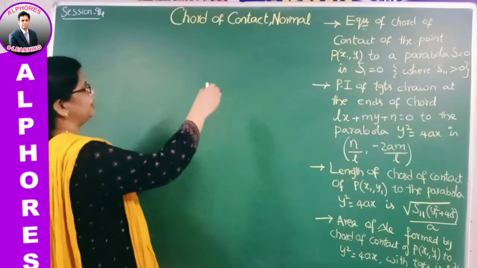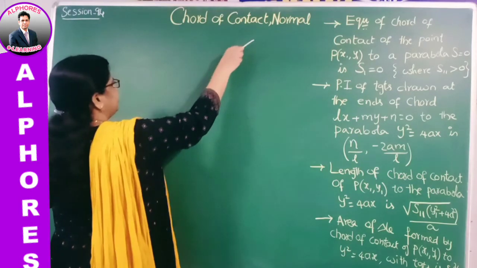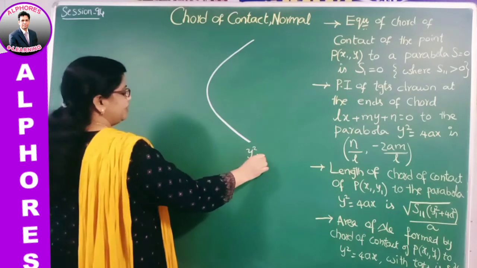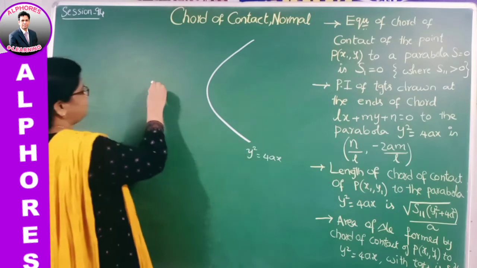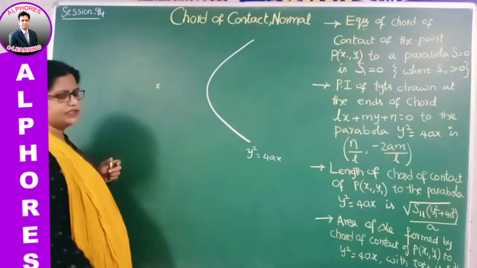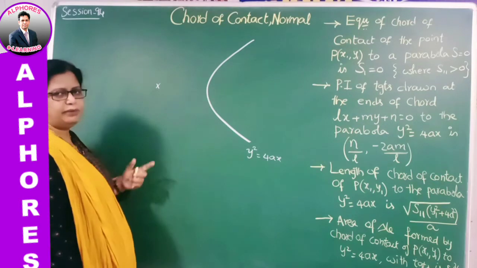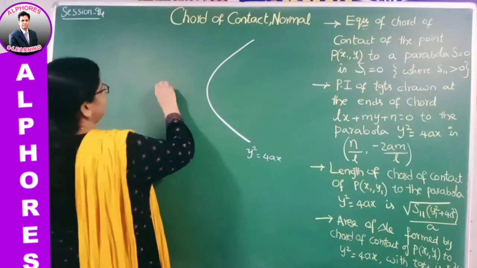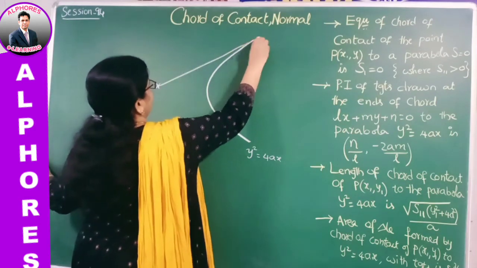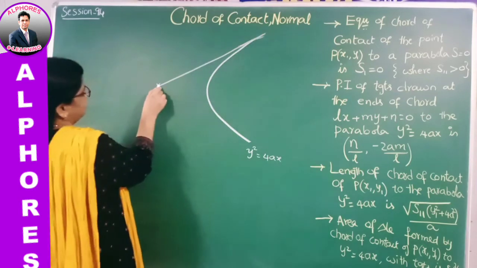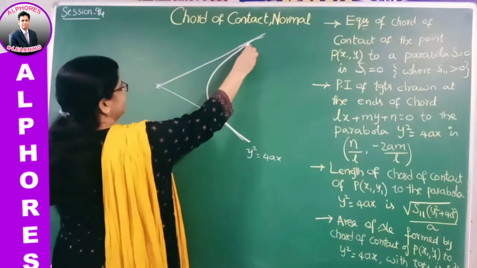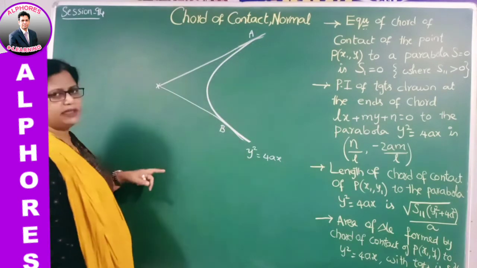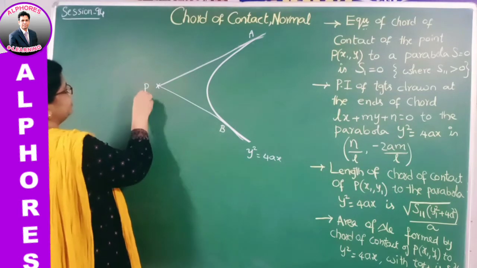The chord of contact is nothing but this: suppose you consider any curve. Let us take a parabola, y square is 4ax. From a point outside any curve, we can draw two distinct tangents. Like that, we are taking two tangents to the curve, and suppose these two tangents are touching the curve at A and B, and this is our P of x1 comma y1.